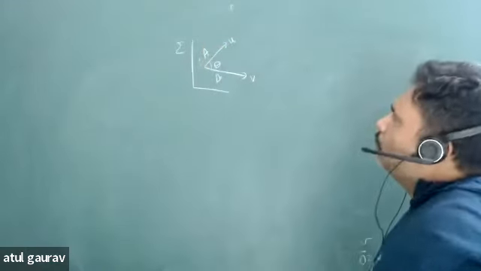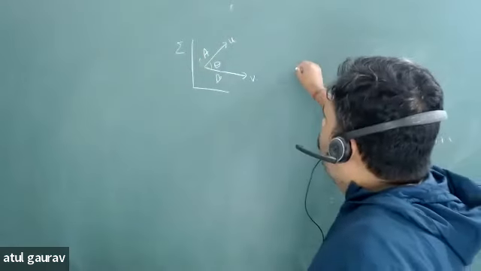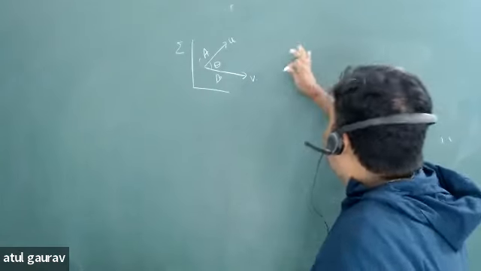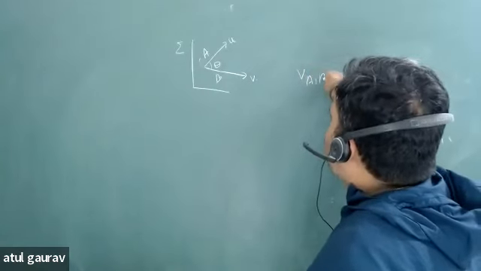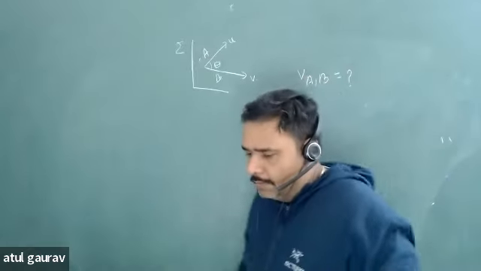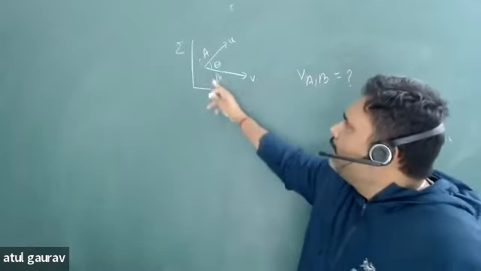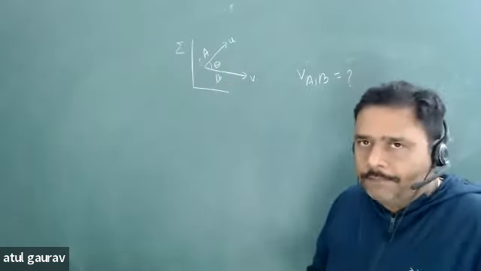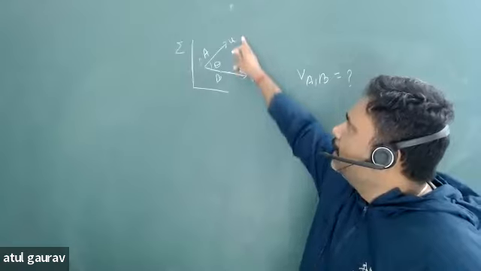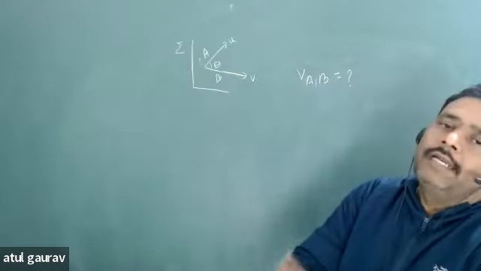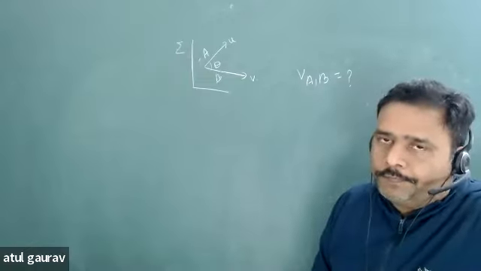What we have to do, we have to calculate velocity of A with respect to B. And it is given the relative angle between these two particles is always maintained at theta. Its velocity is v and its velocity is u with respect to sigma. So how can you approach this sort of problem?